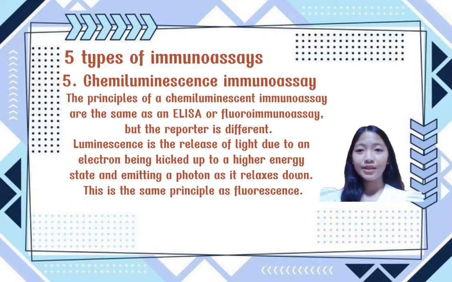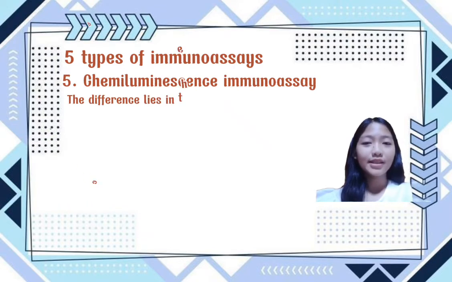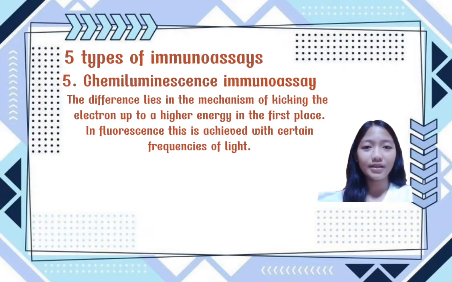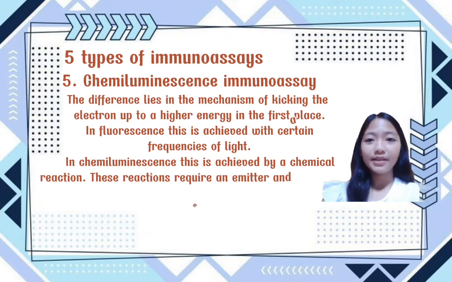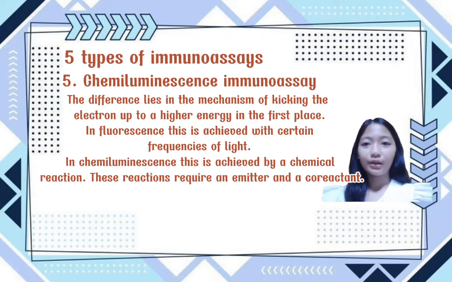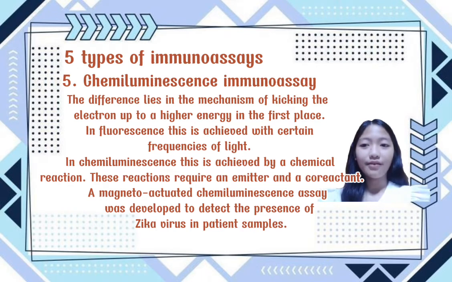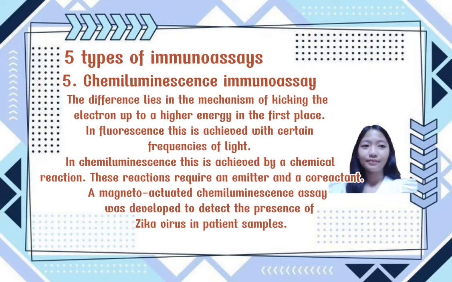This is the same principle as fluorescence. The difference lies in the mechanism of kicking the electron up to a higher energy in the first place. In fluorescence, this is achieved with certain frequencies of light. In chemiluminescence, this is achieved by a chemical reaction. These reactions require an emitter and a co-reactant. A magneto-actuated chemiluminescence assay was developed to detect the presence of Zika virus in patient samples.